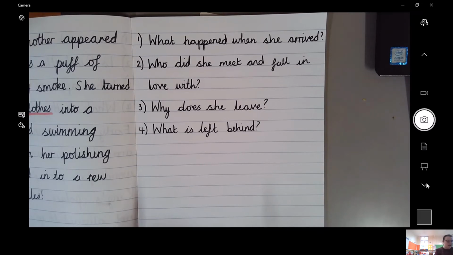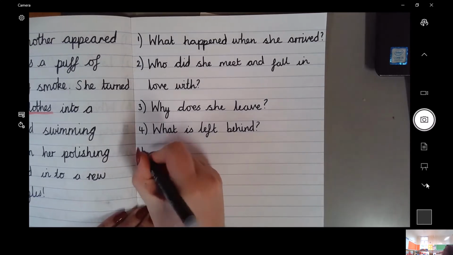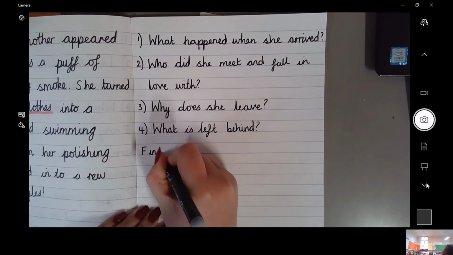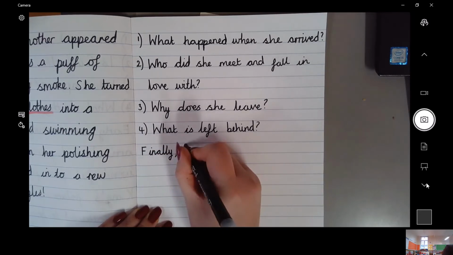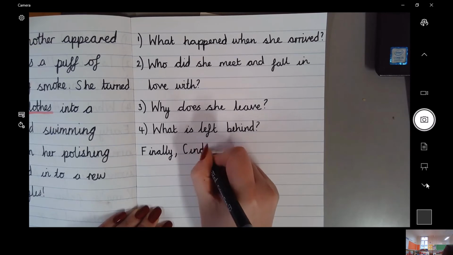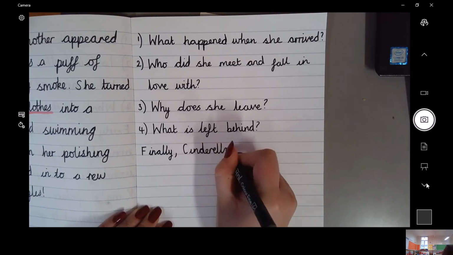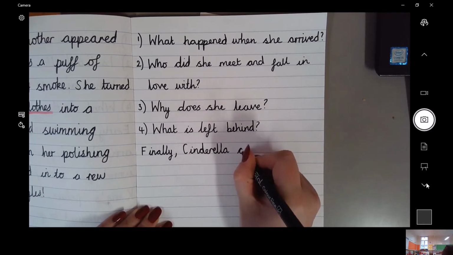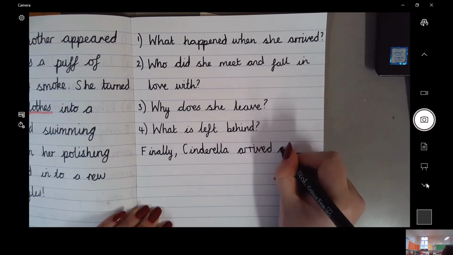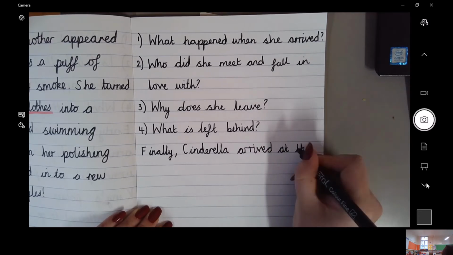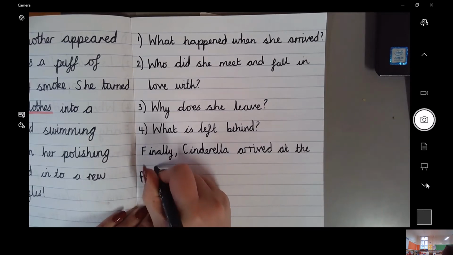Cinderella arrived at the pool party and everyone was amazed because of her swimming skills. I now need to include an adverb, and I'm going to use an adverb of time, and I'm going to say finally. Finally, comma, capital letter for Cinderella. Cinderella arrived at the pool party.